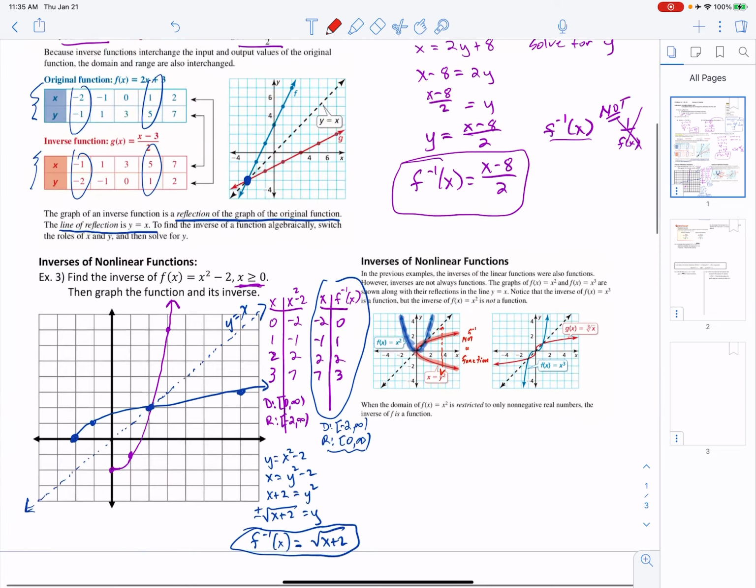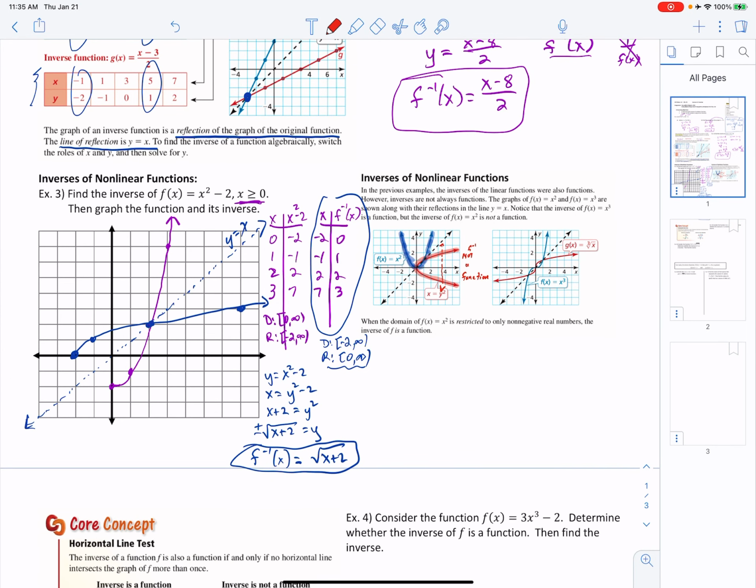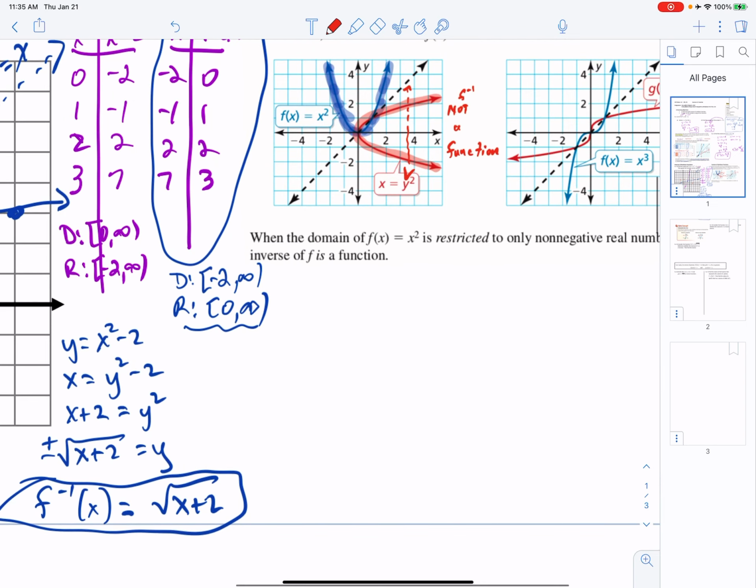When I use the notation f negative 1 of x, that f inverse, that means function. That's why in example 3 we only took half of the parabola. If I only take half the parabola and reflect it, the reflection will pass the vertical line test. Every place I think about putting a vertical line, it only hits once, and therefore its inverse is a function. So this is not a function. What we would say is it's an inverse relation.